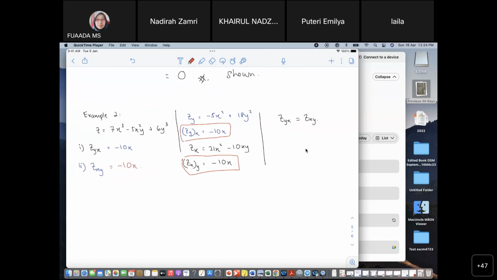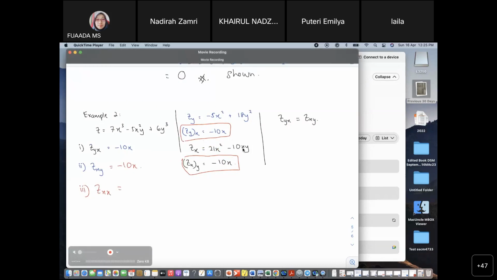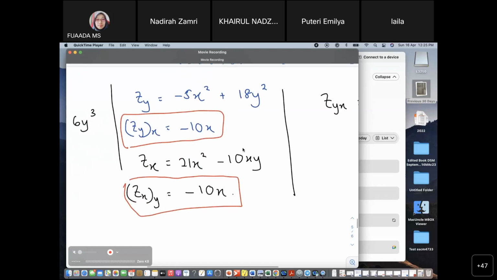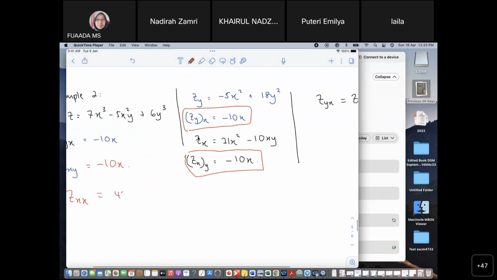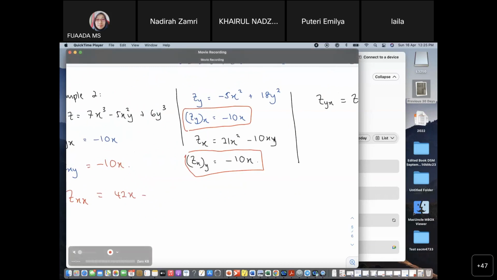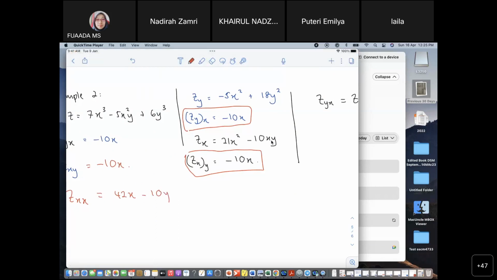Here we go, number 3. Number 3, we have to find the second order where you have zxx. So gunakan result zx yang you dah kira tadi, yang ini, zx. Gunakan yang zx ni, sedia ada. And differentiatekan sekali lagi terhadap x. So ni jadi berapa? 42 lah. 42x. So you got 42x minus the second term, there is x inside. So differentiatekan terhadap x, you dapat negative 10y.